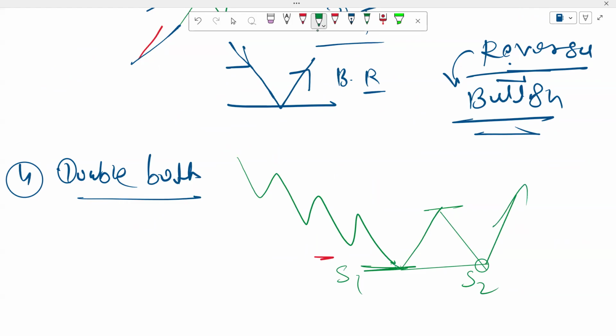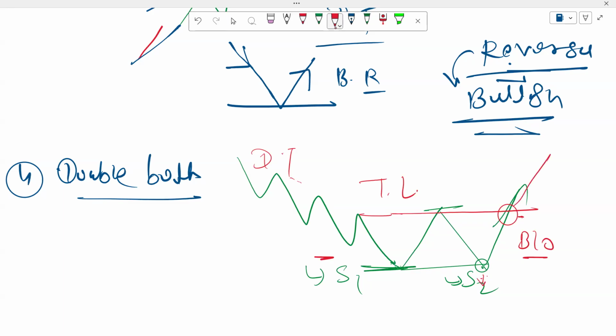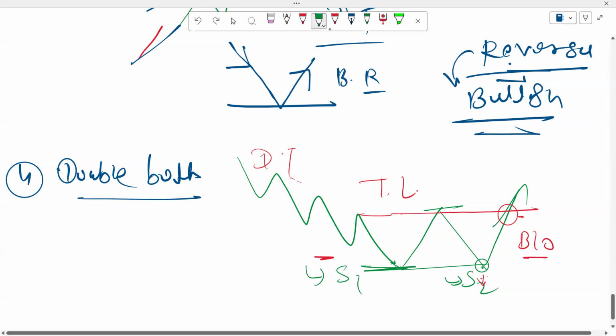It will just fly from this point, because it has tested the same support 2 times and this support has not been broken. So the third time it will not come to test this support, and you can mark this line. This will be your trend line, and when you see the breakout of this trend line, you can think that this downtrend is over, and you can take a buy position because S2 already took the support. Now you can go long, or you can buy.